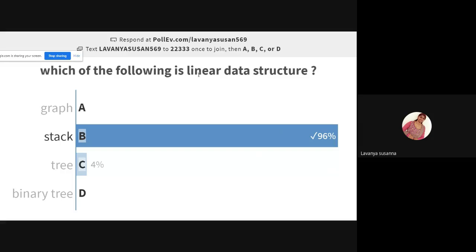Which of the following is a linear data structure? Already I have explained. Linear data structure means arranging the data in some sequential order. Examples of linear data structures are array, stack, queues, linked list. Okay, very good.